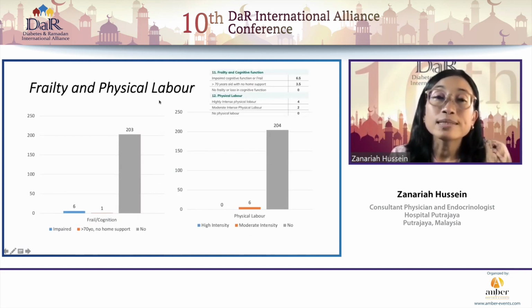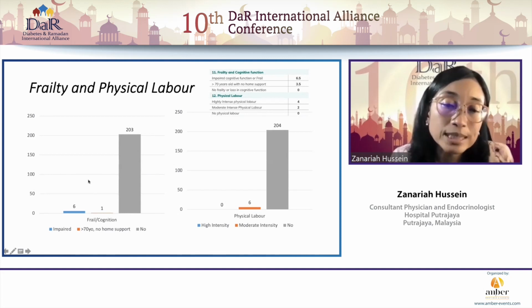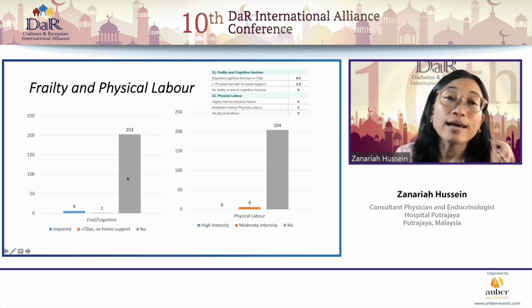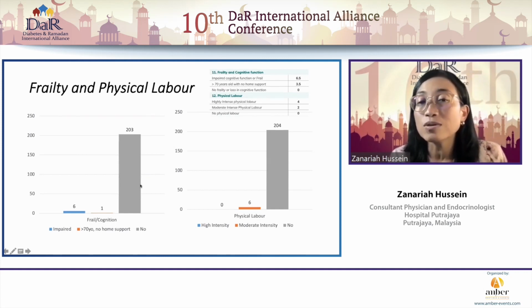Also of importance is the frailty and cognitive function. And here we see in our little cohort of patients in our clinic that the majority are actually not having the issue of frailty and cognitive dysfunction. So that did not contribute to their risk scoring.